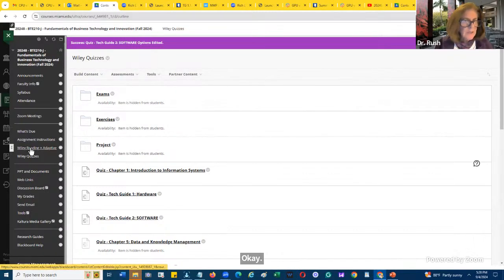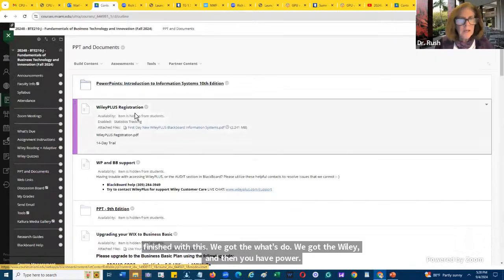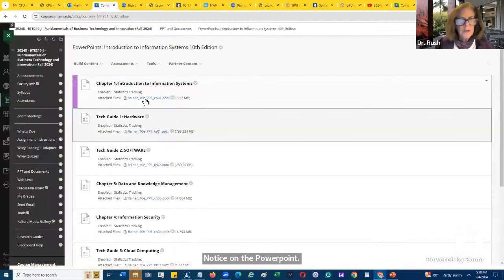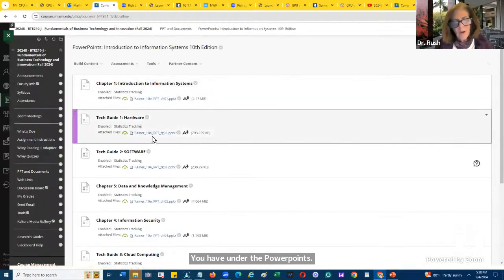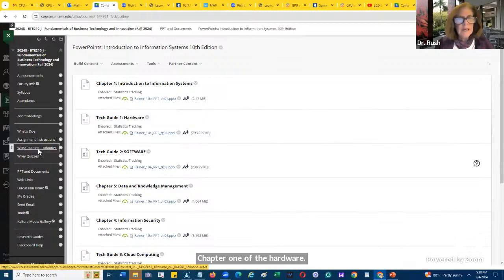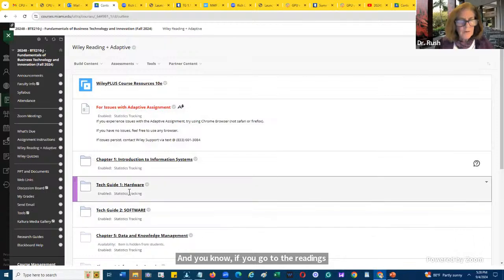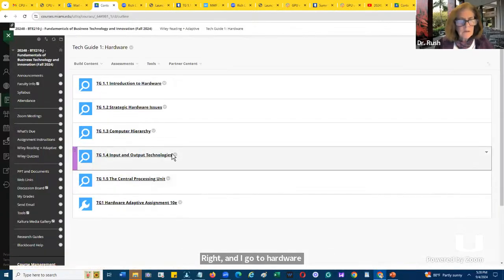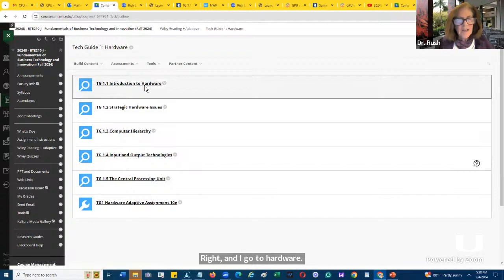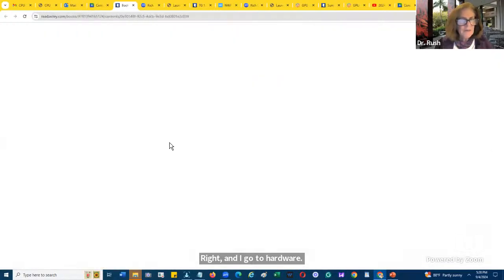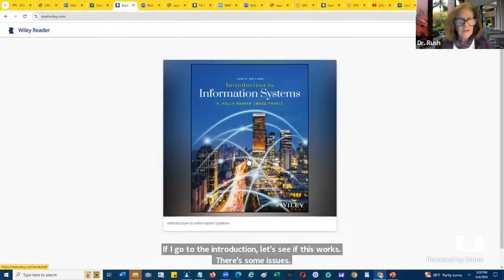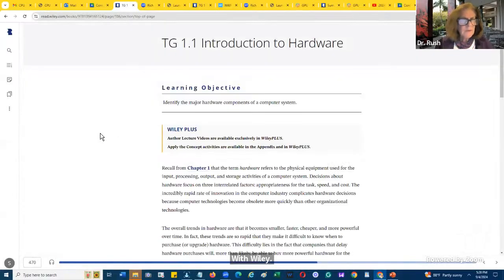We got the what's due, we got the Wiley, and then you have PowerPoint. Notice under the PowerPoints, you have the chapters. So for instance, you should download today chapter 1 of the hardware. And if you go to the readings, and I go to hardware, and go to the introduction, let's see if this works. There's some issues with Wiley. See, the page doesn't exist. Let's see if this will work for me. Right, you have the introduction to the hardware.